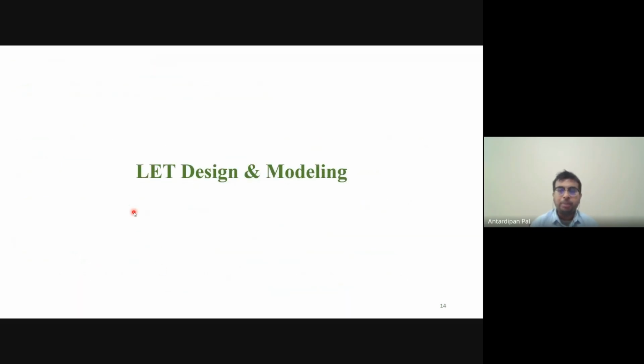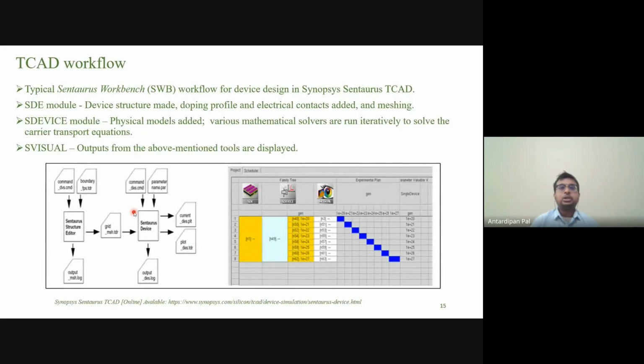Now, directly jumping into the LET design and modeling. The LET design has been done in Synopsys Sentaurus TCAD. Probably many of you know this tool, right? You have used it during your academia or even in industry. So we designed the LET structure using these tools.